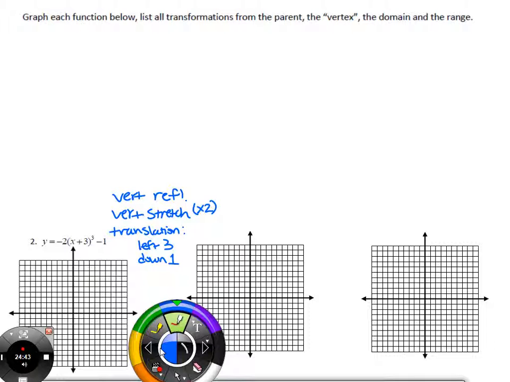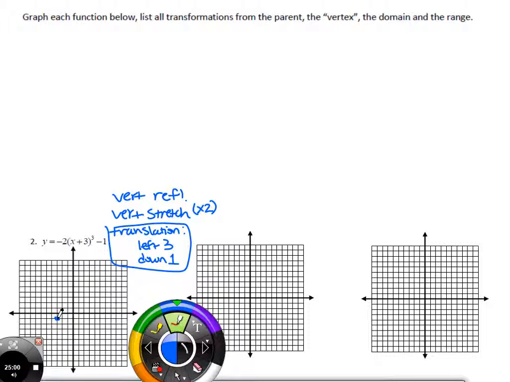So one thing I could do is I could actually do this part first if I wanted, okay, and put my vertex at that left 3 down 1, negative 3, negative 1. So negative 3, negative 1. I can put my vertex there. Okay? And then I can remember what I am graphing.